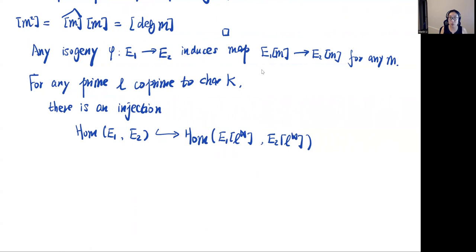So that's the idea. And moreover, I'm allowed to tensor up to Z_L on the left-hand side and still be injective. Moreover, the following map is also injective. You can check the proof of these statements in Silverman's The Arithmetic of Elliptic Curves.